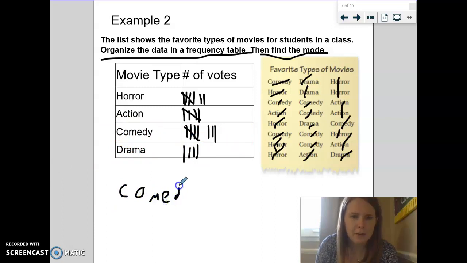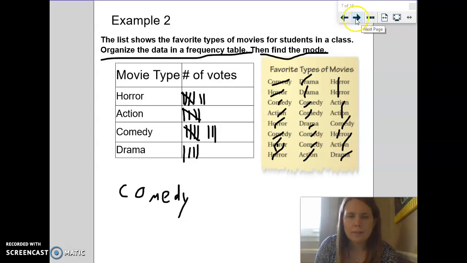Most people like comedy. Would you agree or not agree? Give me a comment below. Do you agree with that, or would you pick a different type of movie? Maybe even one that's not on here. I agree, I like comedy. I like the cheesy romance comedies. So action's not bad though. I do like some action movies.